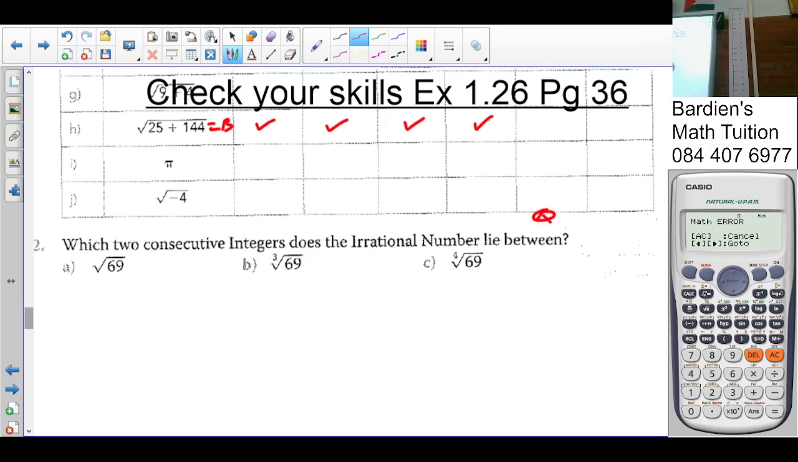So remember that is your irrational. So it's no and yes. You all agree with that? Pi is an irrational number. It's an irrational number there. The square root of negative 4, that's also one of those math error situations there. So it's a non-real number there. You all okay with that?